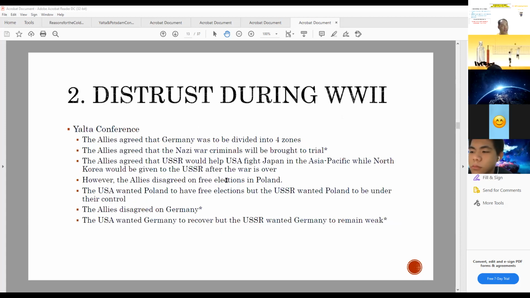Okay, are we moving? If you are free, tell me. Thanks, Harry. So the Yalta Conference agreed that Germany was to be divided into 4 zones. 4 zones, why not 5 zones, 6 zones, 10 zones? Well, straight away, our dear friend Stalin not happy already. The Allies agreed that the Nazis were war criminals, to be brought down.